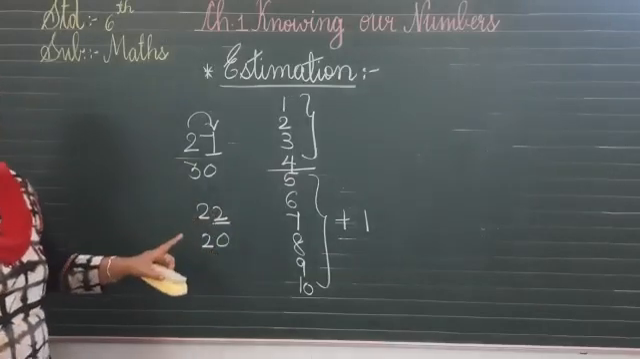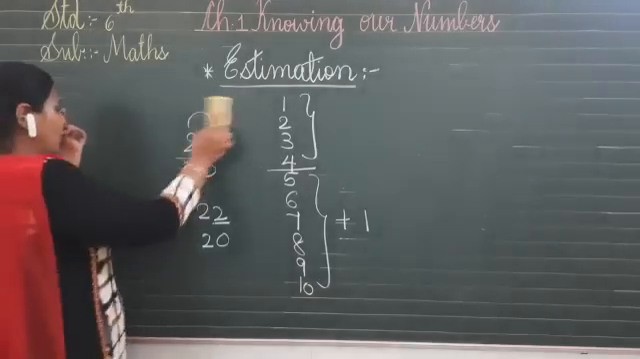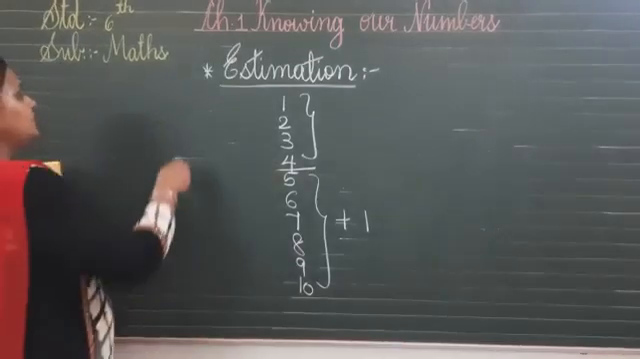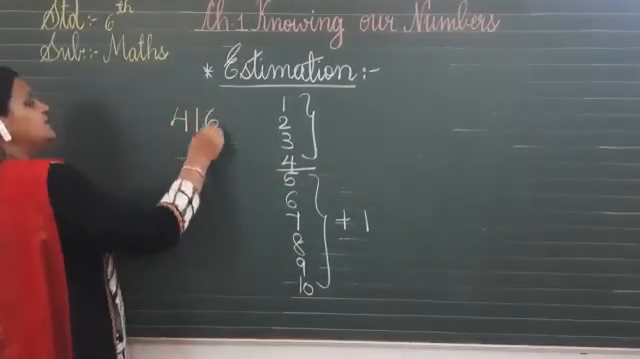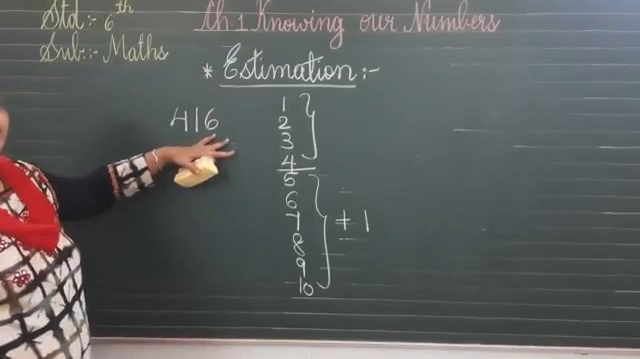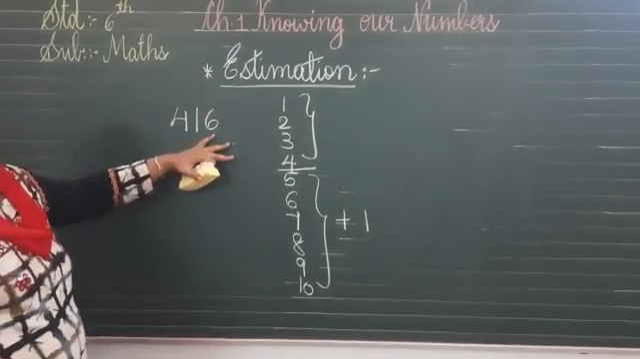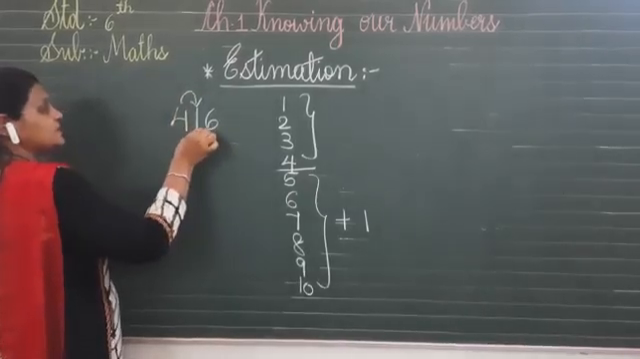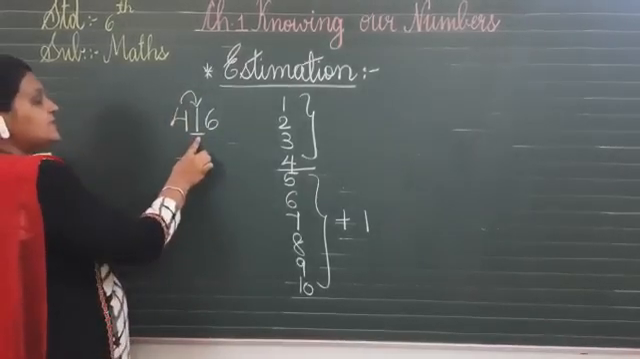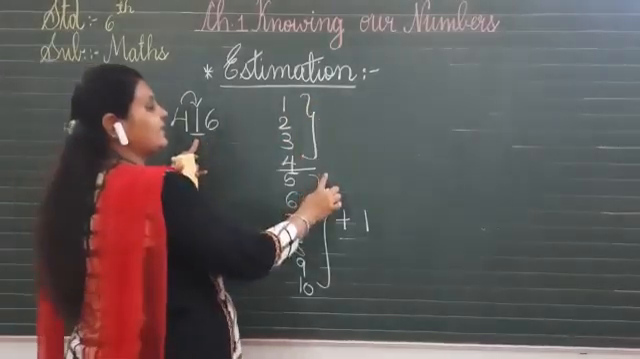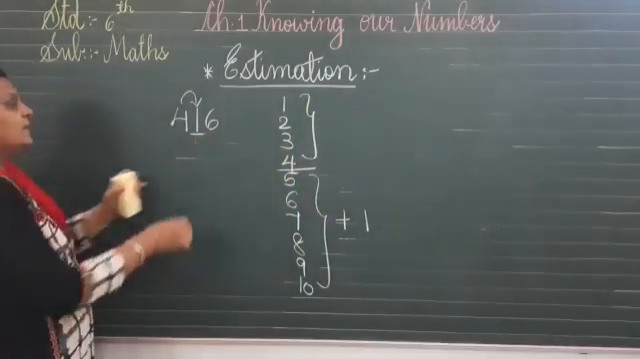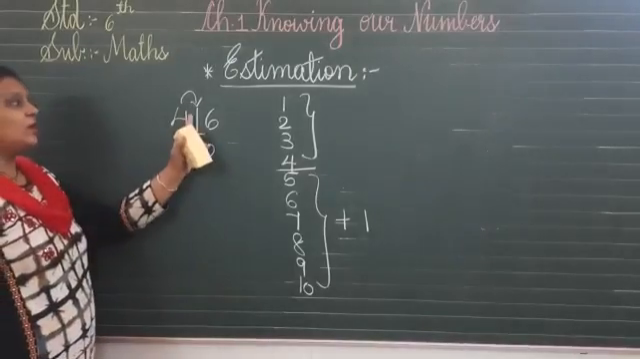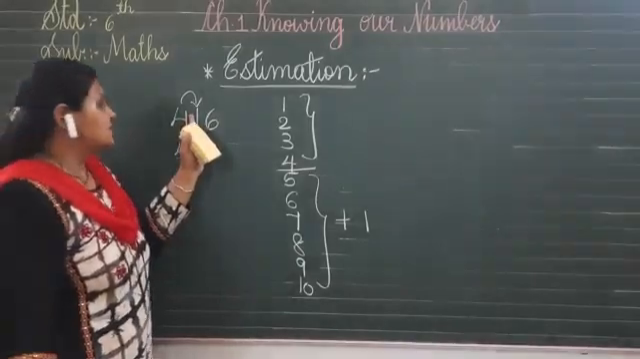This is about the nearest tens. Now the same applies for the nearest hundreds and thousands. Let us see an example. 416, a 3-digit number, you have to round off to the nearest hundreds. So we need to check the tens place. The tens place is 1, which falls in this category. So we will not add, and we will keep the number as it is. 400 is the rounded number of 416.